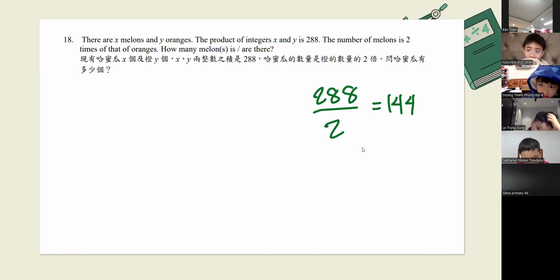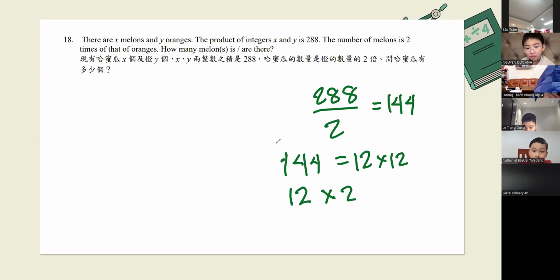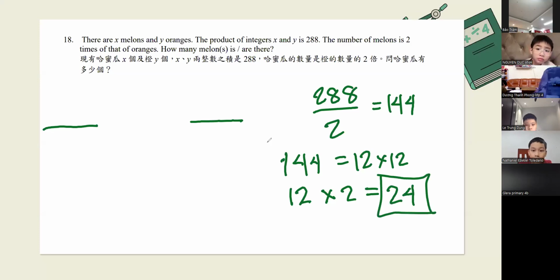Okay, if you have 144, then that 144 is equal to 12 times 12. Let's just have 12 times 2, because you know that the number of melons is 2 times that of oranges. So 12 times 2 is 24. So 24 is our answer.